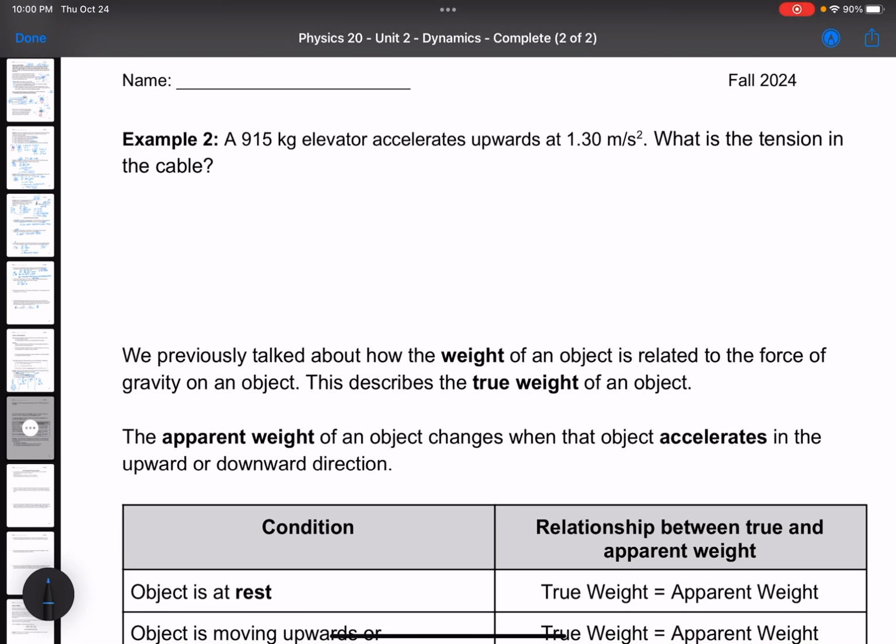All right, a 915 kilogram elevator accelerates upwards at 1.3 meters per second squared. What's the tension in the cable? I know that it's accelerating upwards, so my force of tension must be larger than my force of gravity. So my F net statement is equal to the larger force, subtract anything opposing it. So ma equals Ft minus mg. I don't have a formula for force of tension on my sheet, and it's also what we're looking for, so there's no point in trying to break that down. So what I'm going to do is add mg to the other side.